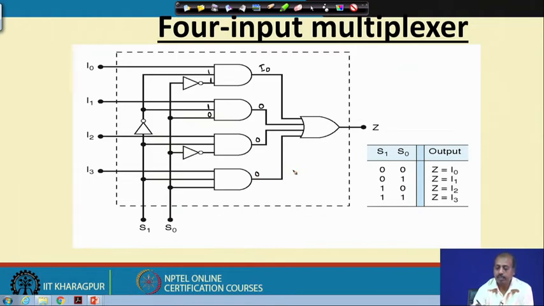So, in this OR gate, one input is I0 and the rest are all 0. So at Z I am getting I0. Other combinations you can also check. This is the functionality of a 4 input multiplexer, or 4 to 1 multiplexer, whatever you call it.